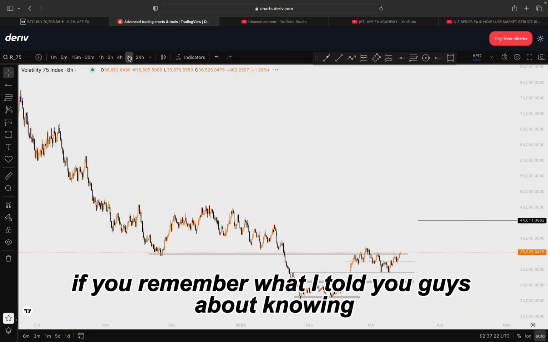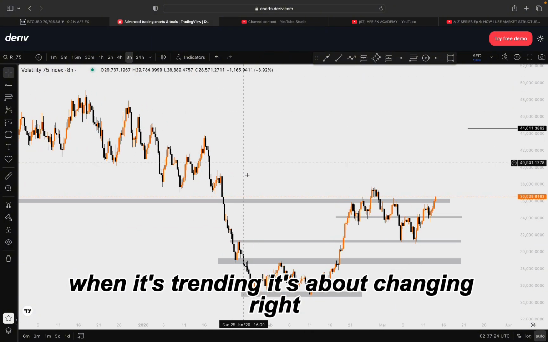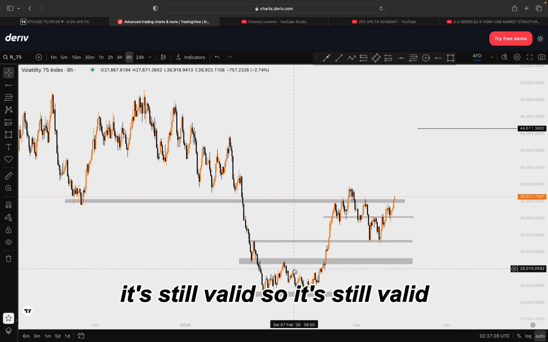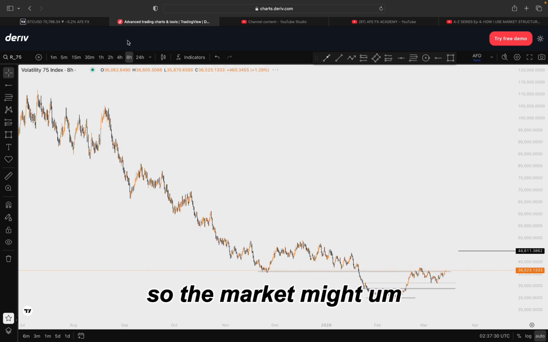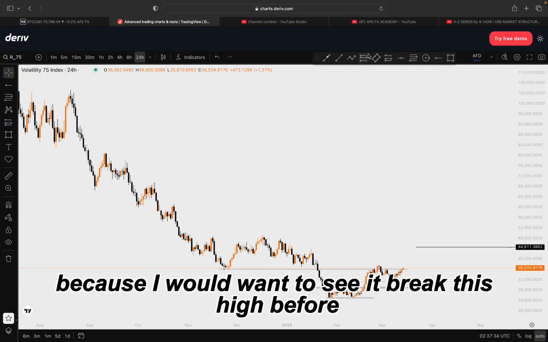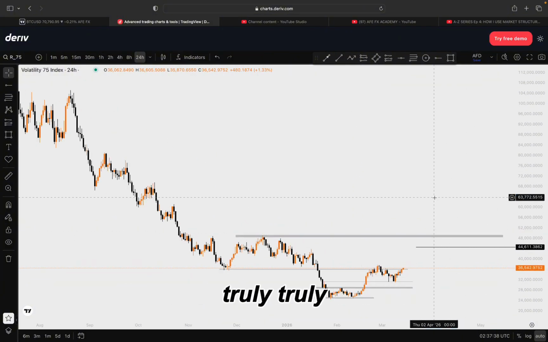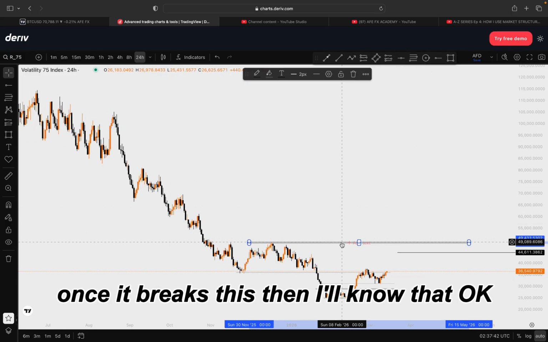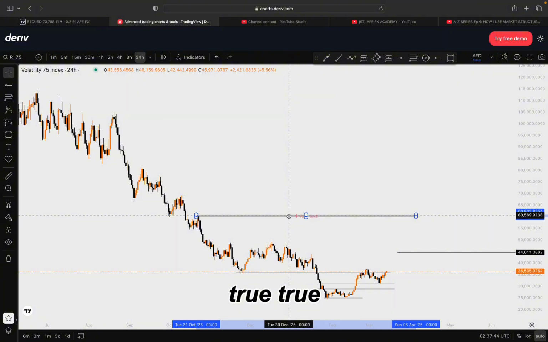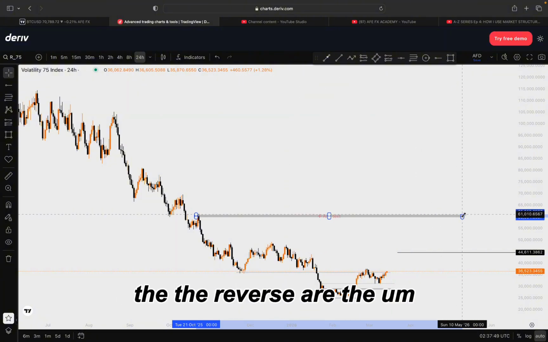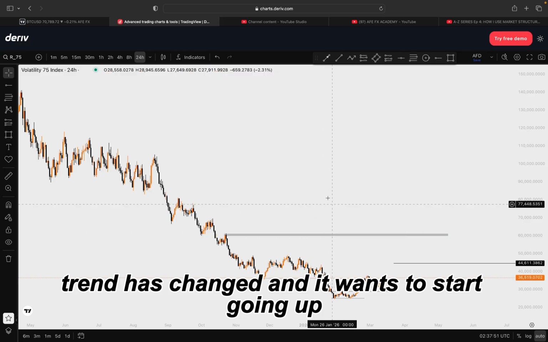Like if you remember what I told you guys about knowing when the trend is about changing, right? So when you see a vertical chart pattern, it's still valid too. The market might still continue going down again, because I would want to see it break this high before I finally know that okay, truly the market wants to start going up. Once it breaks this, then I'll know that okay, this is a very strong reversal, the trend has changed and it wants to start going up.